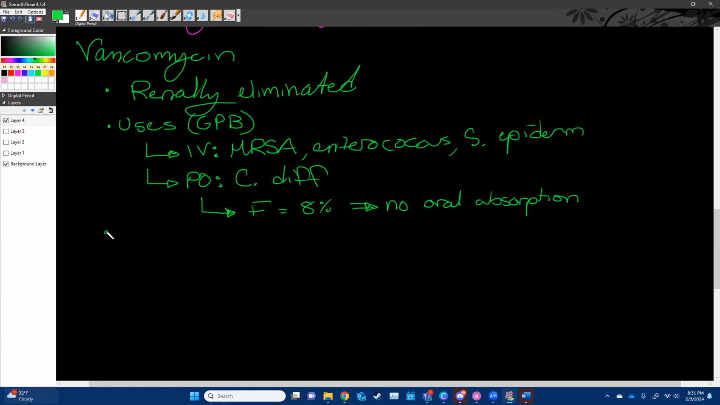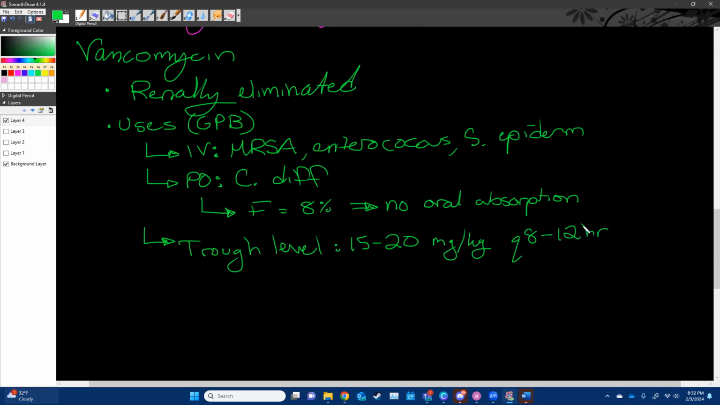A couple of other important things to note with vancomycin: we have to watch the trough level. We have to watch the levels of vancomycin inside the body. The ideal trough level is 15 to 20. This is a level that you need to know. You have to know that we're looking for 15 to 20 milligrams per kilogram, every 8 to 12 hours. You must know this.